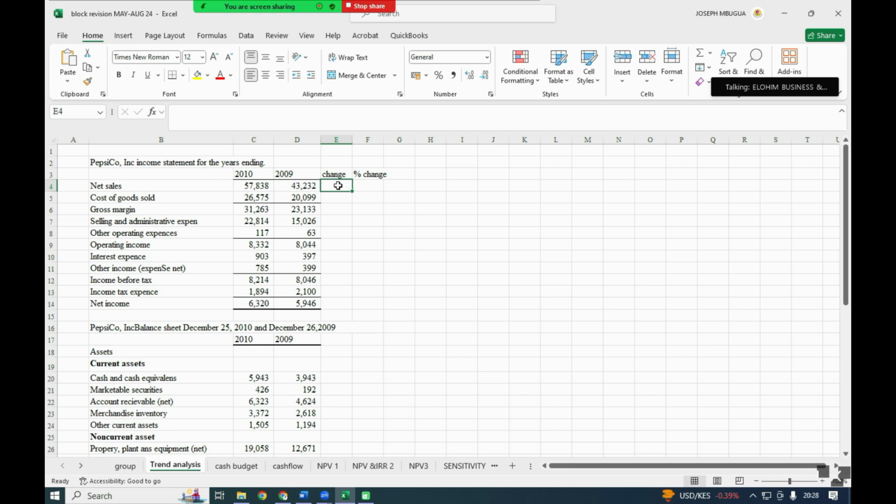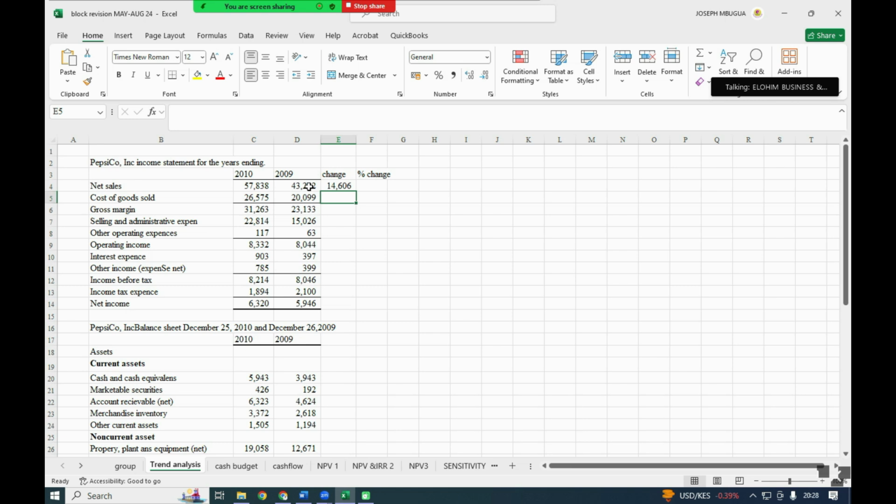So in this case, to find the change, we take 2010 minus 2009 of all the items that we are having. You just need to subtract the 2009 from the 2010, and this one you can just drag because it's just a simple change. Yeah, getting that particular difference, the change from 2009 to 2010.